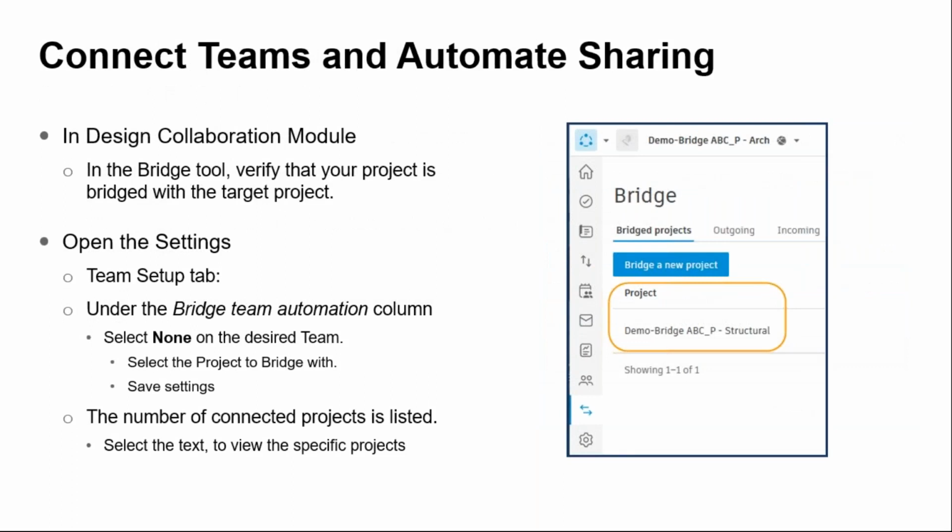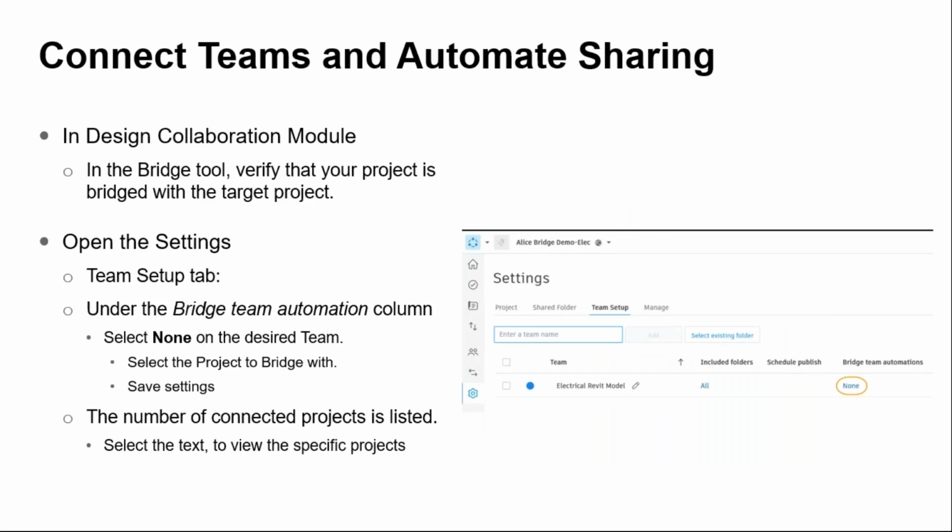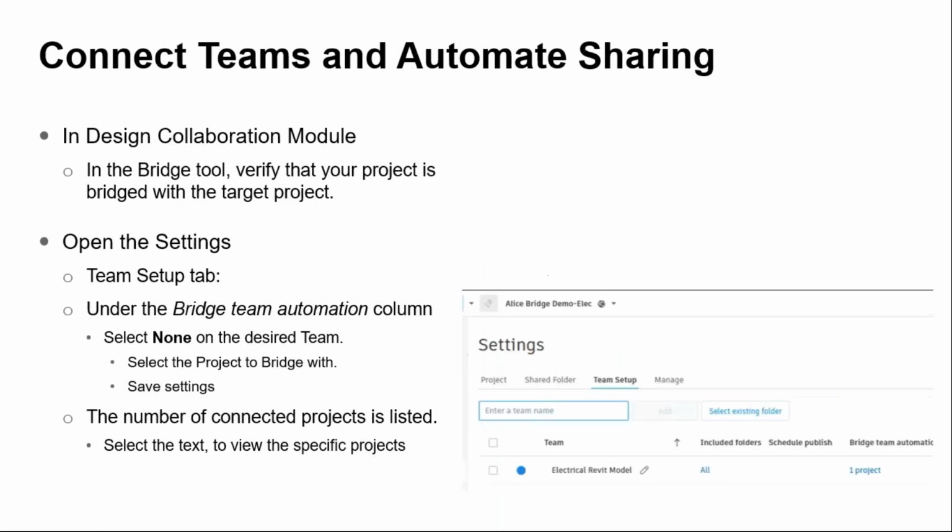Now that the projects are connected, we can set up the sharing of team data with the bridged projects. In design collaboration settings, we can now define which team folders we want to automatically share with our bridged projects. The Bridged Team Automations column is used to define which bridged projects we want to automatically send our team shared packages to. Note, if you don't have the settings tool on the bottom of your design collaboration module, you do not have the required permissions.